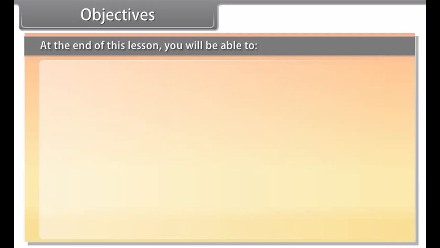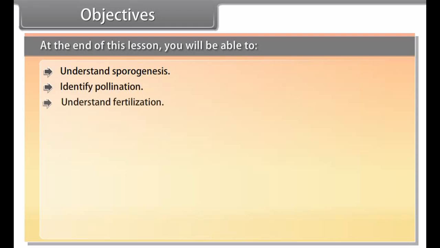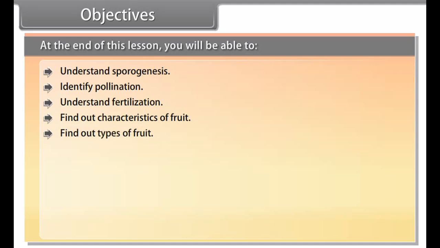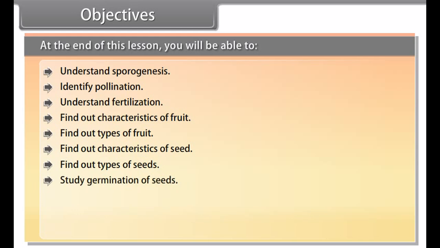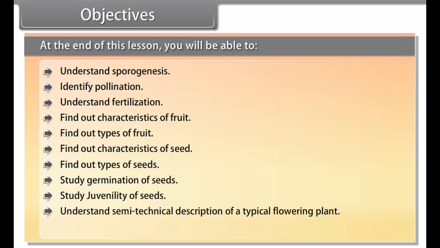Objectives. At the end of this lesson, you will be able to understand sporogenesis, identify pollination, understand fertilization, find out characteristics of fruit, find out types of fruit, find out characteristics of seed, find out types of seeds, study germination of seeds, study juvenility of seeds, understand semi-technical description of a typical flowering plant, and study description of some important families.